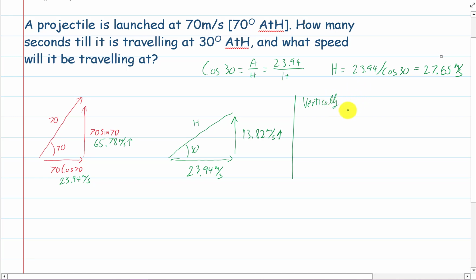So vertically, the initial speed is 65.78, and the final speed is 13.82 vertically. These are both up. So the time will be the change in velocity over the acceleration. So we find the difference between those two and divide it by 9.8.